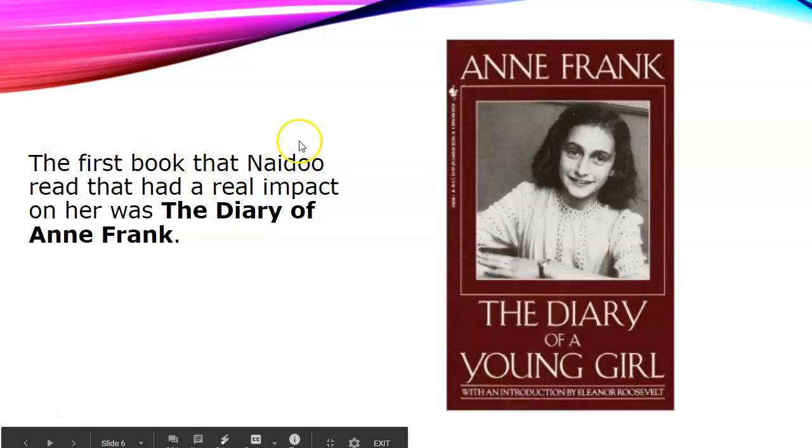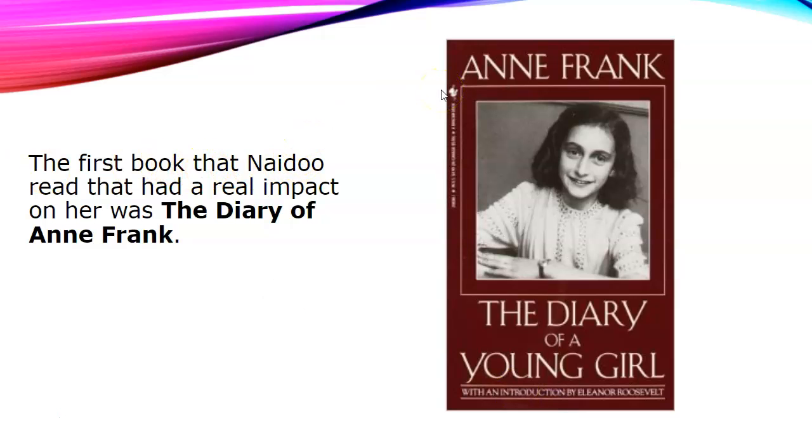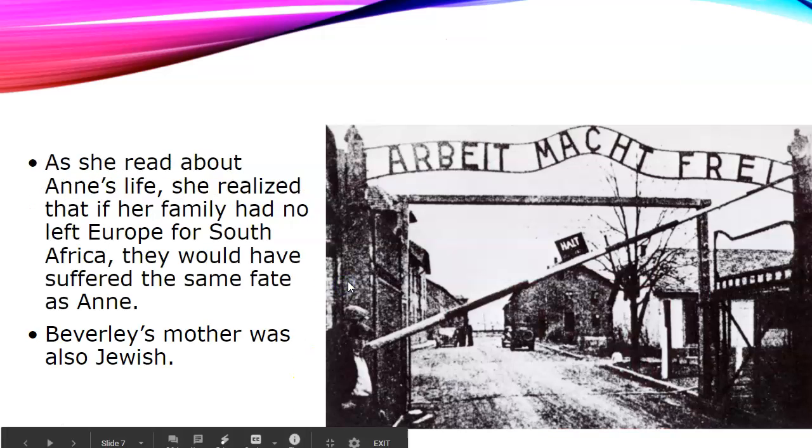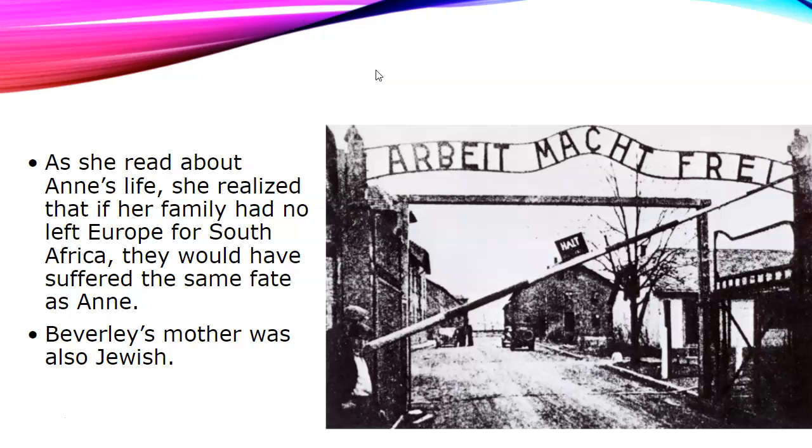So the first book that Naidoo read that had a real impact on her was The Diary of Anne Frank, which is a World War II novel about a young girl who was taken into a concentration camp just for being Jewish. So as she read about Anne's life, she realized that if her family had not left Europe for South Africa, they would have then suffered the same fate as Anne, as Beverly's mother was Jewish.